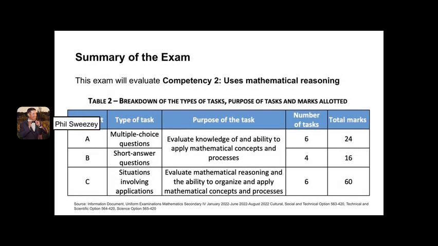Summary of the exam. Take a look at the weighting of the three sections. Note that Part B questions are worth 16%. You will want to manage your time accordingly. I've seen many students get caught up on those four little short answer questions that are only worth 16%. Each of your long answers are worth 10% apiece.